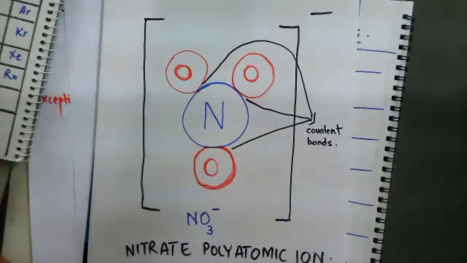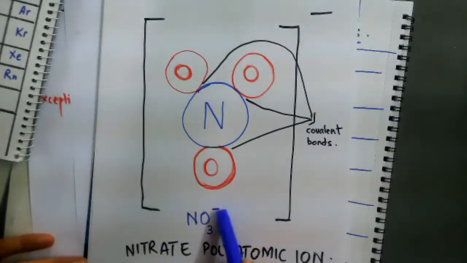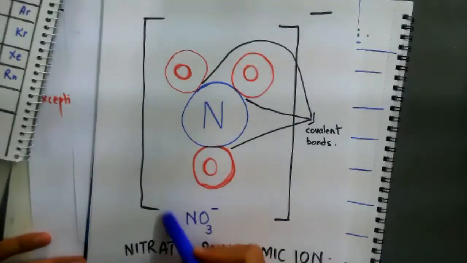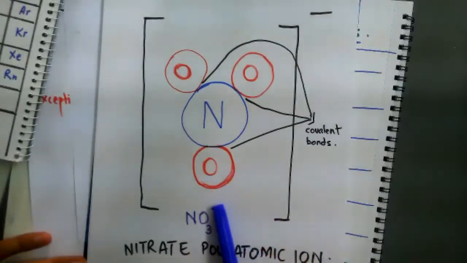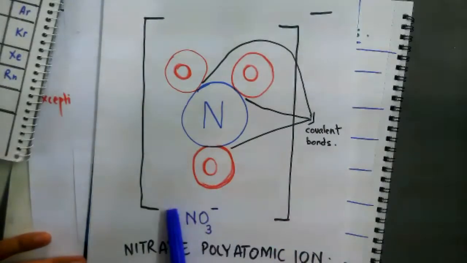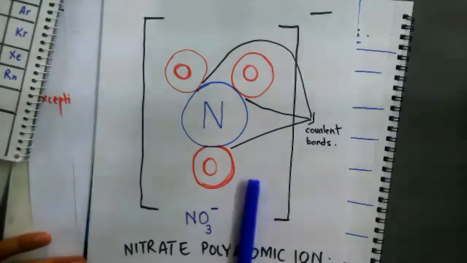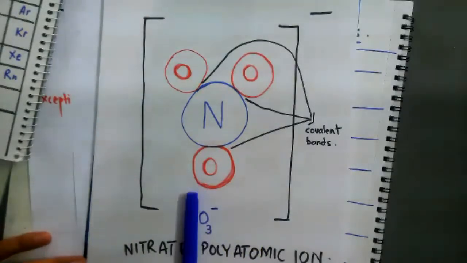Now, you might have this question: why is it that they have a charge? It's because the whole group has one electron greater than the total number of protons in the whole group. The number of electrons is one greater than the number of protons. That's why there is a net negative charge on this.